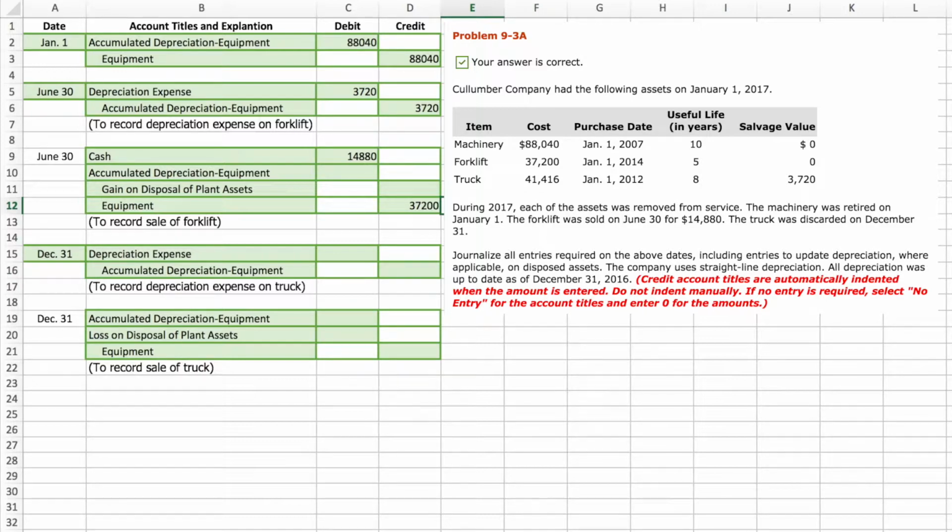because we know that we bought this forklift back on January 1st of 2014 and we sold it on June 30th of 2017, we can determine that we had it for a total of 3.5 years. So from January 1st of 2014 to June 30th of 2017, that's 3.5 years. So if you take $7,440, which is our annual depreciation, and multiply that figure by the 3.5 years, we get a value of $26,040. So that is our value for our accumulated depreciation.